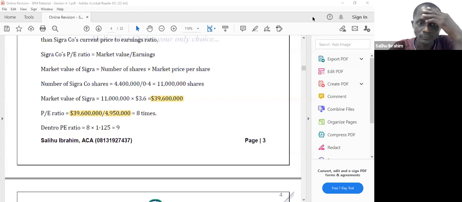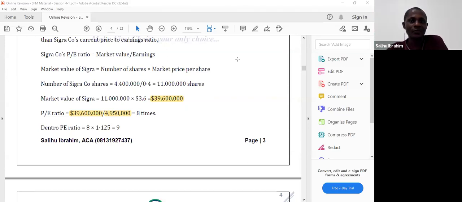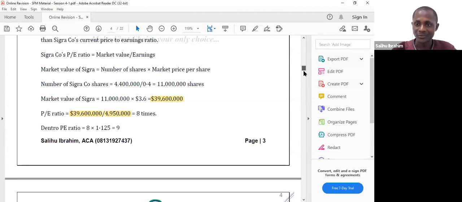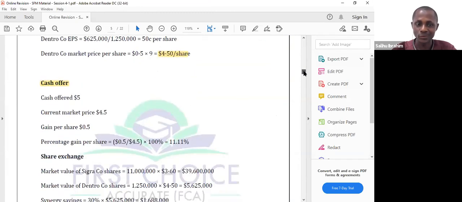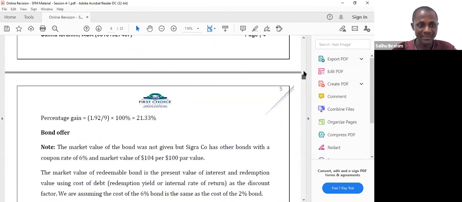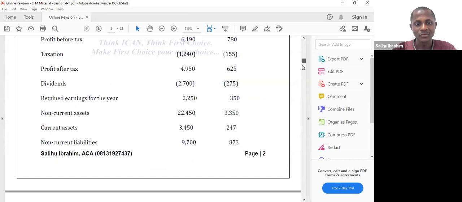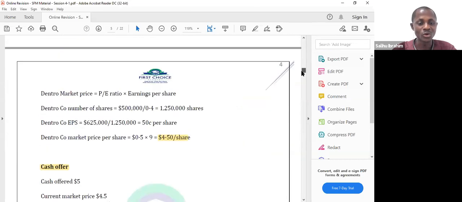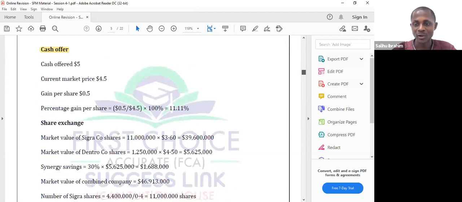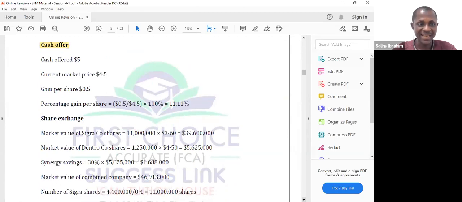So now, no problem. Let's go to the solution. I prefer you understanding it before I show you the solution. If you understand it, the solution should not be your problem. But since you don't understand, let's go to the share exchange and see what I'm talking about. This is a very straightforward question. There is no well here. We have not dug any well at all.